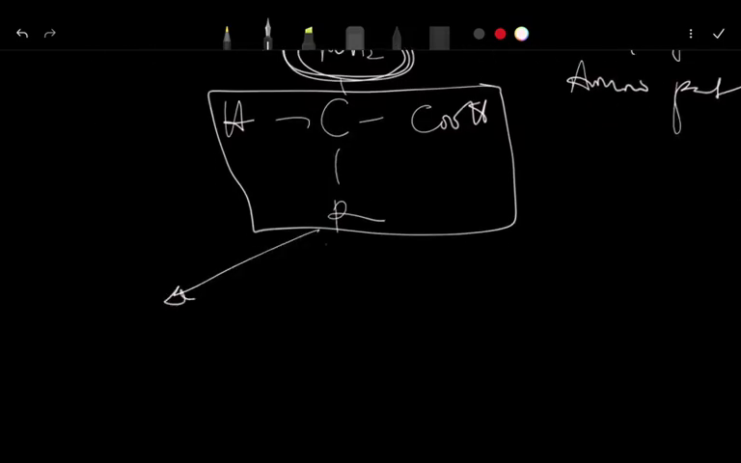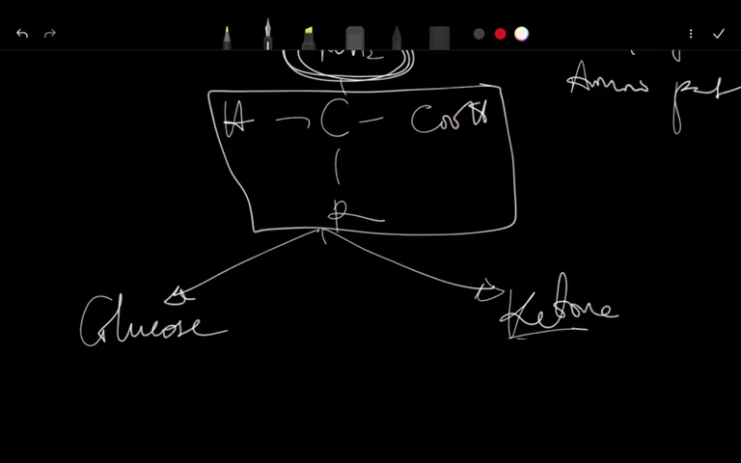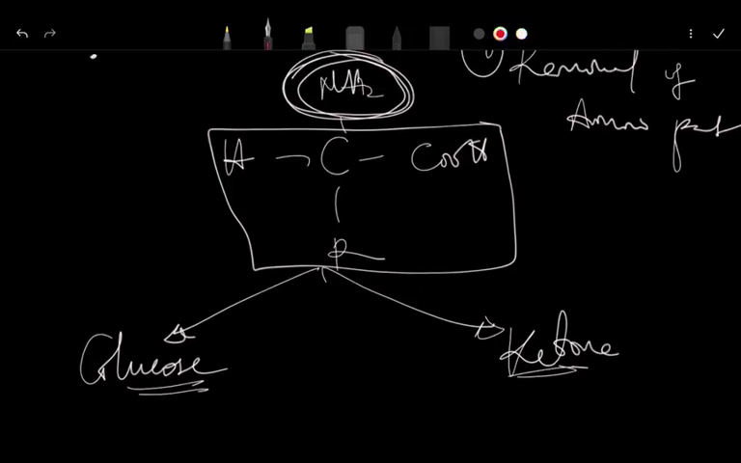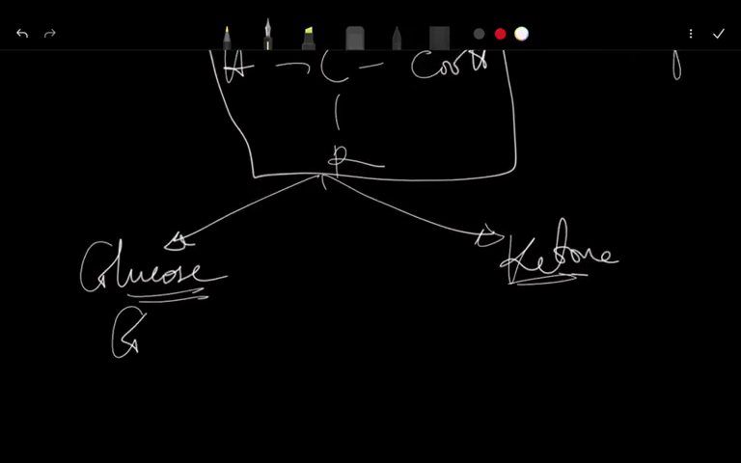It can either form glucose for you, or it can form ketone for you, in terms of energy production. Those amino acids that, after you remove the amino part, give rise to glucose, we call them glucogenic amino acids. While the ones that give rise to ketone, we call them ketogenic amino acids. I've already discussed this one for you before.